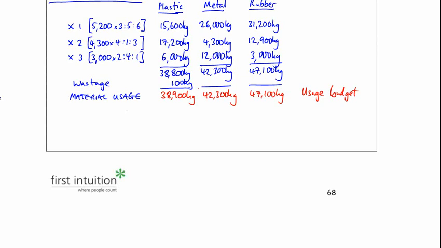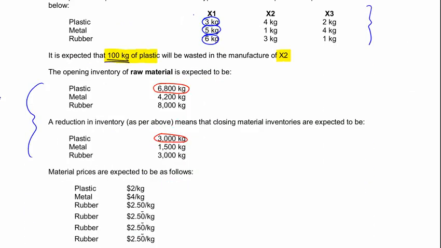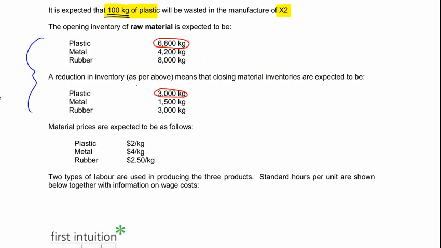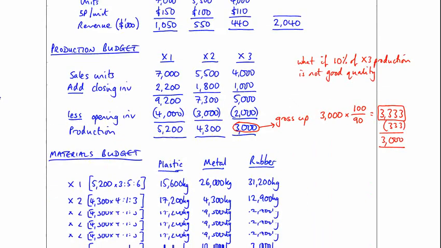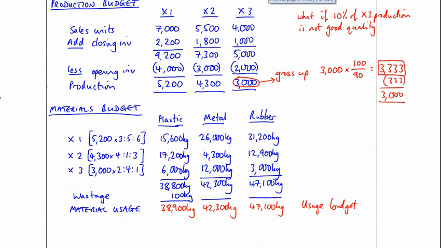That's not quite then where the budgets for materials finish, because we also need to know how much material we're going to need to purchase. In the question we were told about opening and closing inventory of raw material, so we have to go through doing a similar sort of adjustment to what we did with the production budget. Remember, with the production budget, we added on closing inventory and deducted opening inventory, so we've got to do the same thing for the materials for the same reasons.